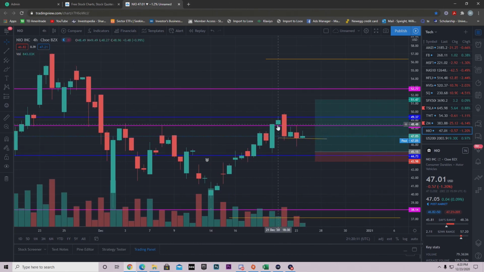We knew that previously over here it acted as a support, and over here it acted as a resistance. So we know that if the price was going to either get rejected or pushed through, it was going to be at this level right here. And today we got that rejection.